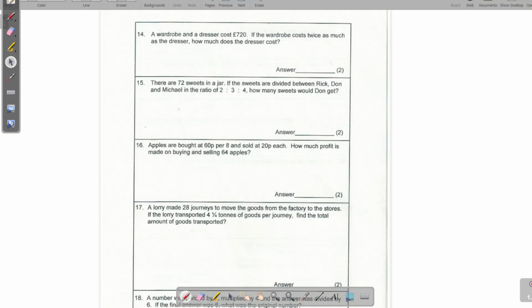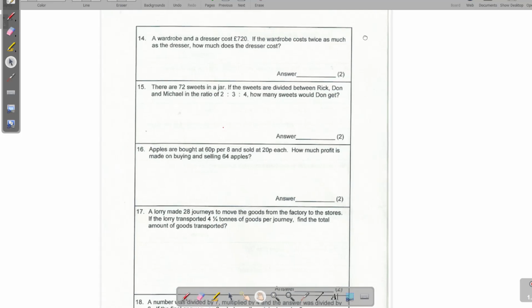Let's go to the next page. Question 14. A wardrobe and a dresser cost 720. I'm going to do it on the side. So a wardrobe and a dresser cost 720 totally.